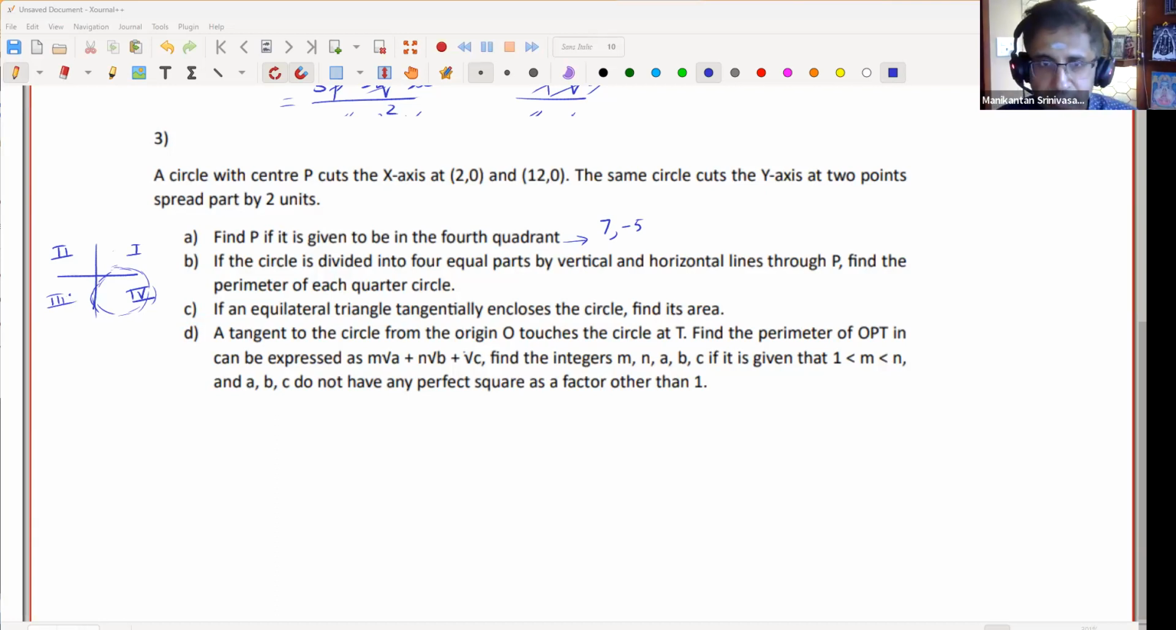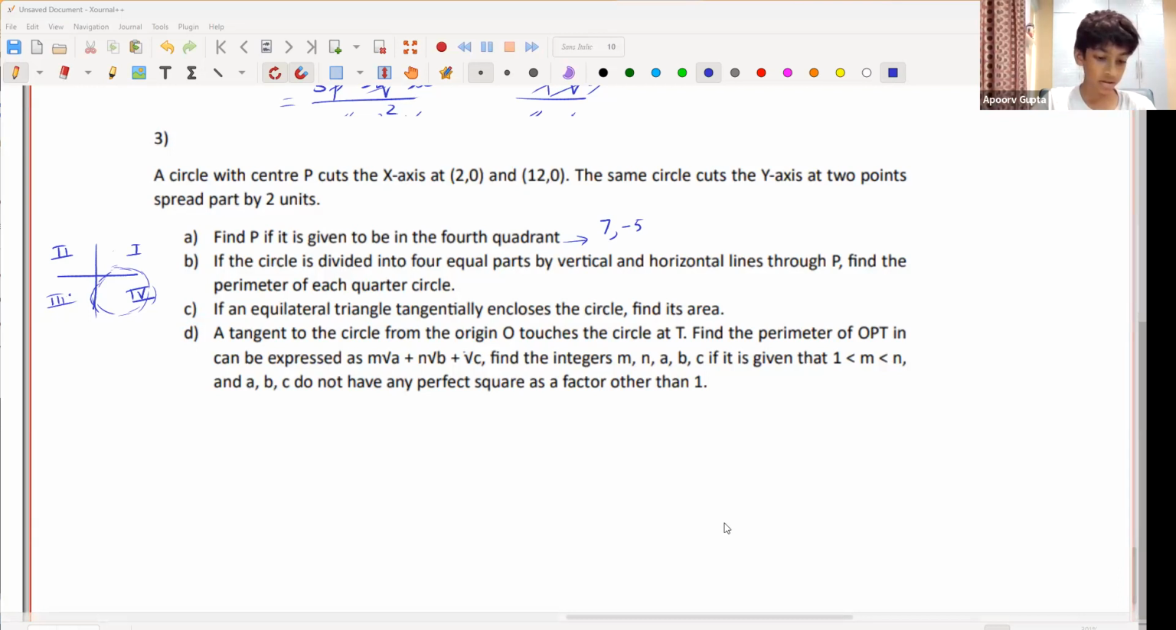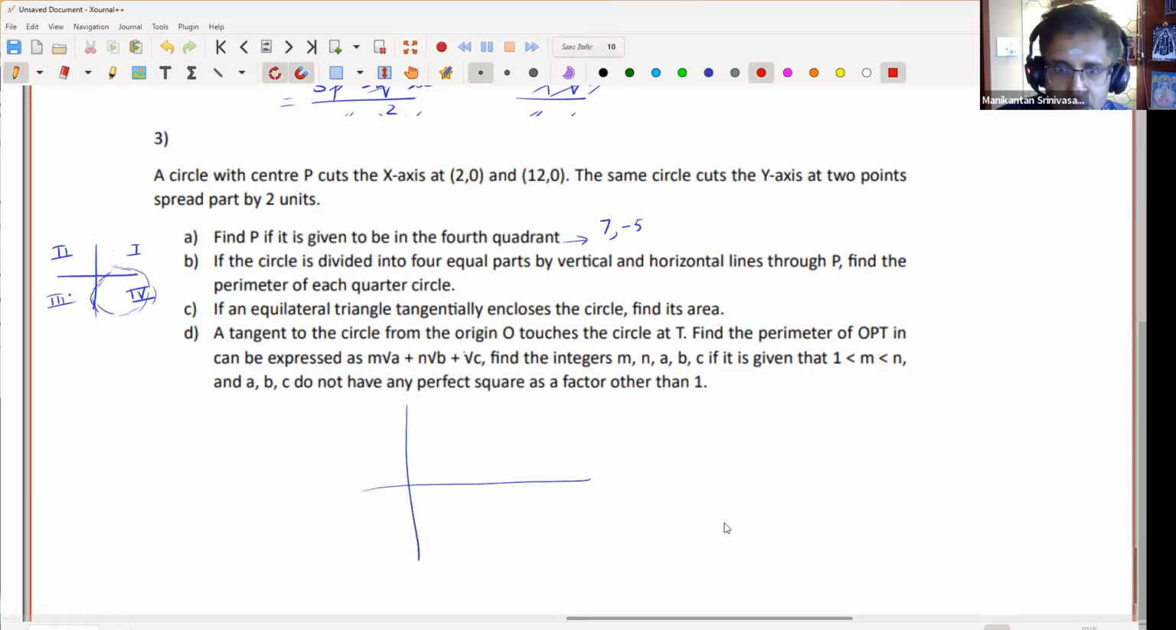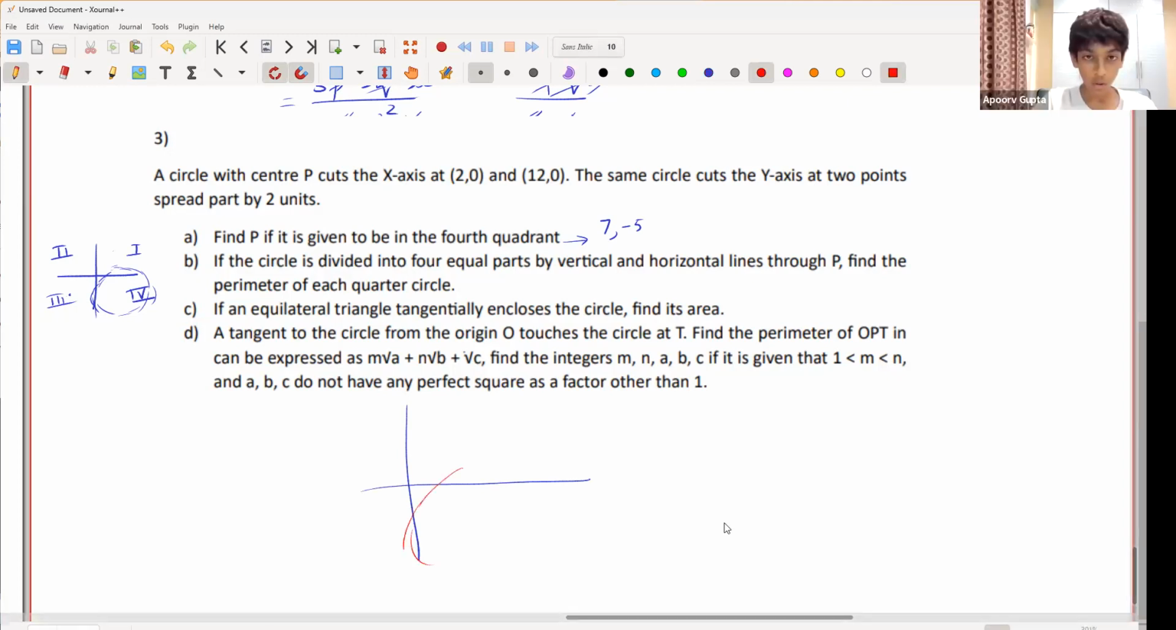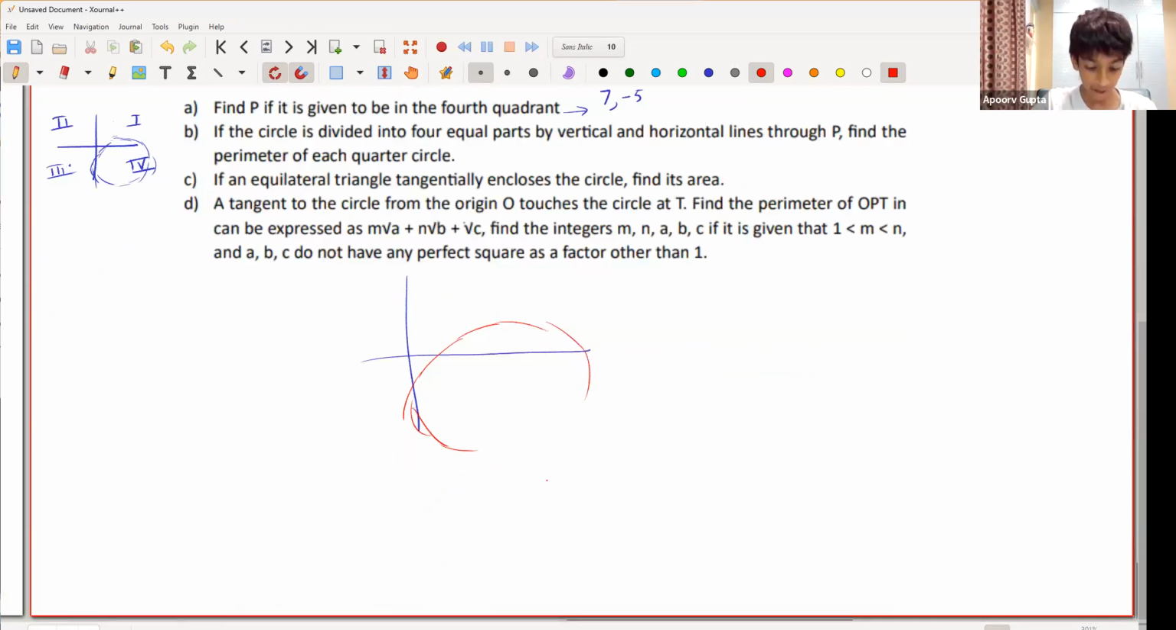So Apurva, can you tell me what you did to get the 7, minus 5? Yes, sir. So basically, I marked the 2 points, 2 and 12, on the x-axis, and I realized that the x-coordinate of the center of the circle has to be the midpoint between 2 and 12, which is 7. Correct.